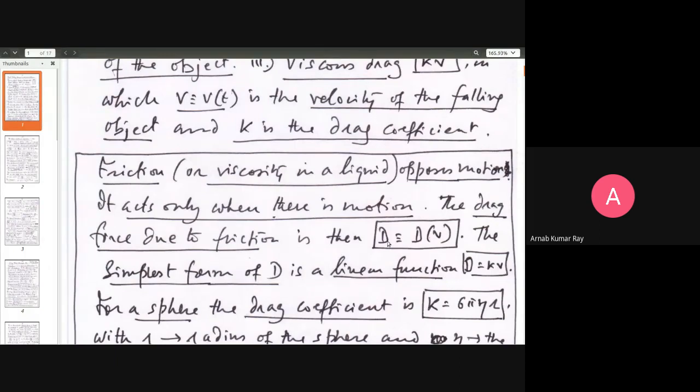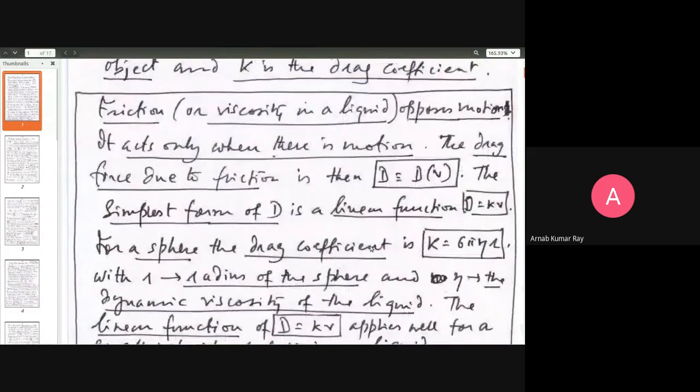Now, what is this function D? How can it be written? The simplest form of the function D is a linear function. D is equal to k into v, right? v being the velocity, we say that this drag force is proportional to the velocity, and k being the proportional constant.